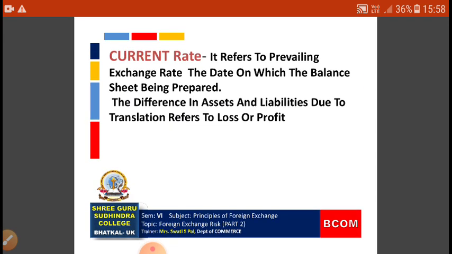Now what is current rate? It refers to the prevailing exchange rate on the date on which the balance sheet is being prepared. The difference of these assets as well as liabilities due to translation refers to loss or profit.